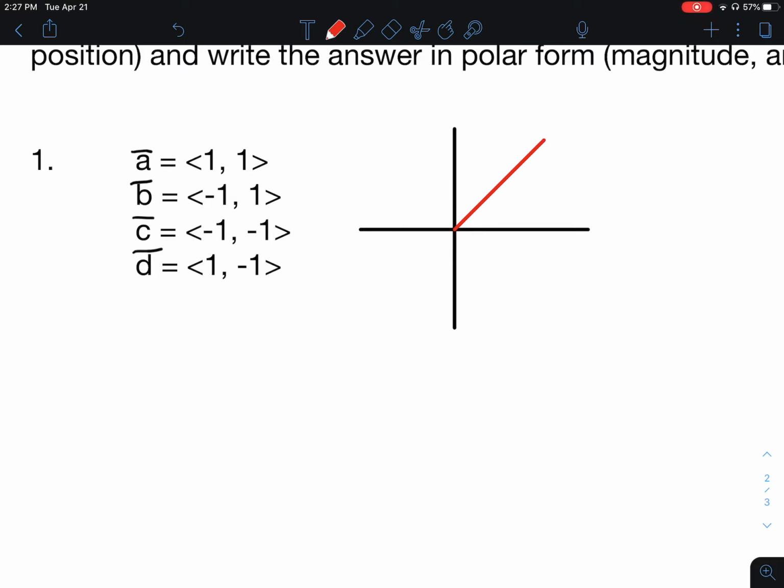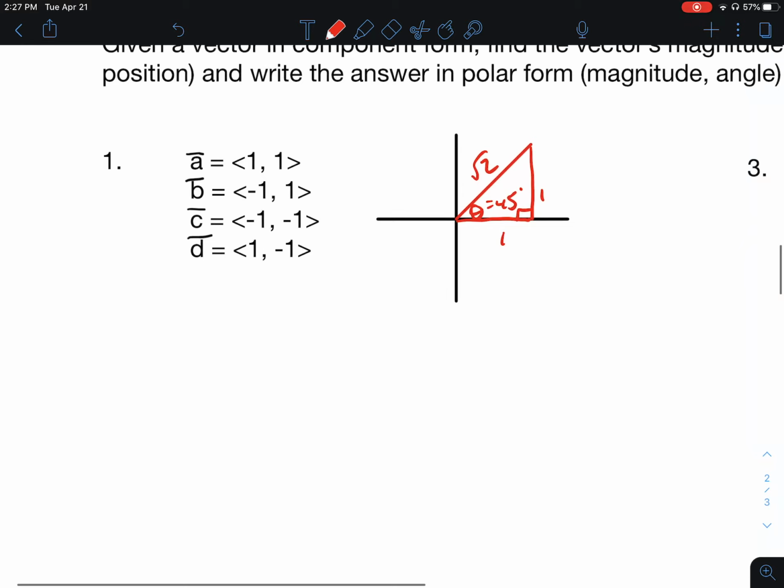Now, hopefully you recognize this as if you draw a reference triangle. This is a 45, 45, 90, which means if the leg is 1, the hypotenuse is square root of 2, and theta is 45 degrees. So that makes vector A have a magnitude of square root of 2, and the angle in standard position is 45 degrees.